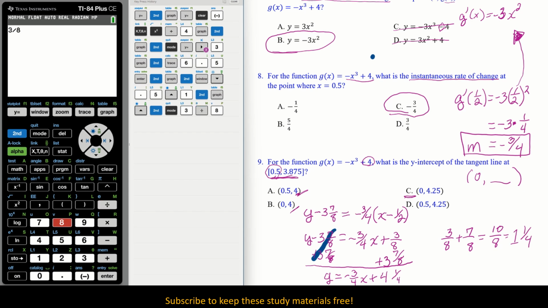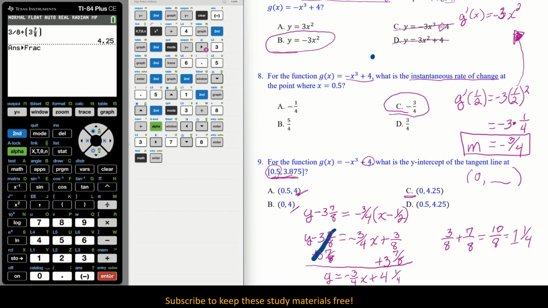3 divided by 8. Now we're going to add that to, okay, let's do it like this. Alpha window. Okay, let's do number 2. There you go. This is just another way for me to show you stuff. So I have 7/8, right? And let's push enter, and there we go. And that is 4 1/4. I wonder what happens if we push math, enter, fraction, enter. It just gives us 17/4.